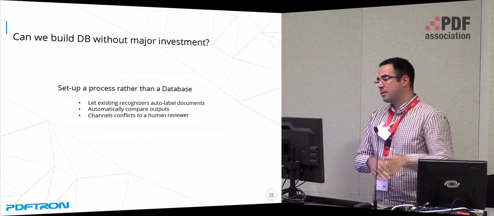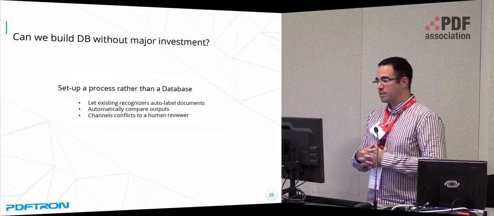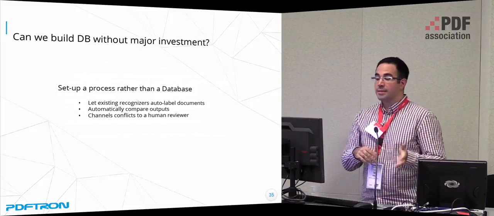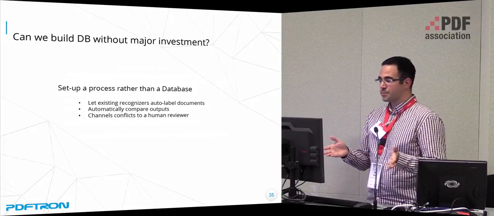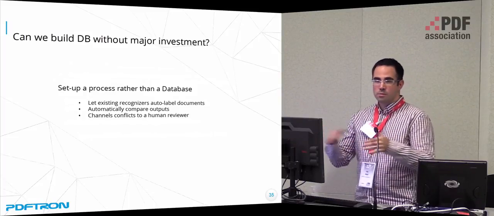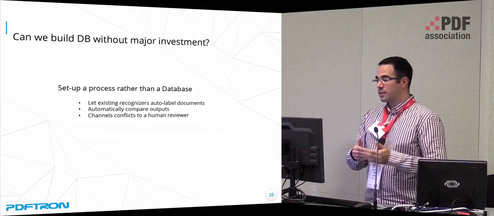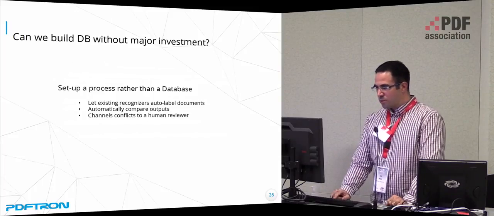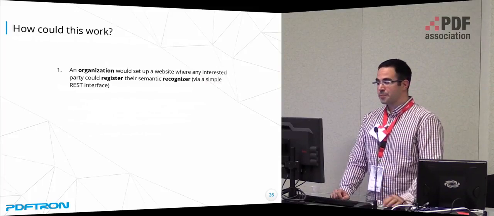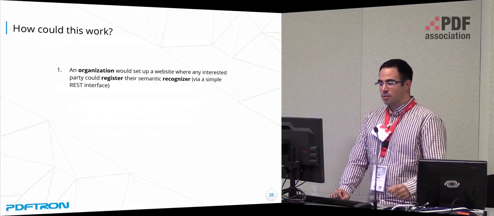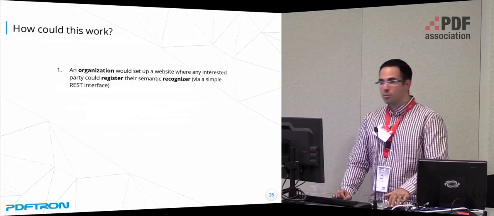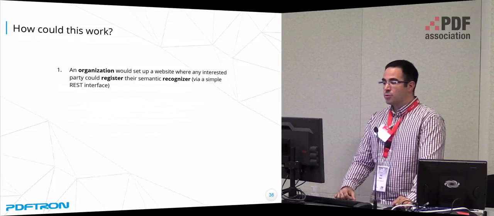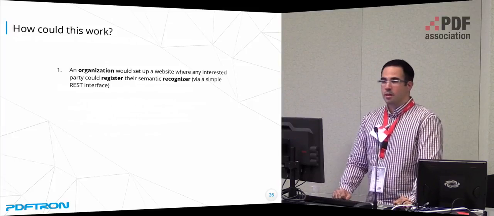So instead of investing significant resources into building upfront databases of ground truth, we can simply let existing recognizers auto-label documents for us. Then the system would compare the outputs from different recognizers and channel conflicts to a human review team. To go into more detail, here is how this could work. We would need an organization which is hopefully not affiliated with any commercial entity, perhaps the PDF Association.